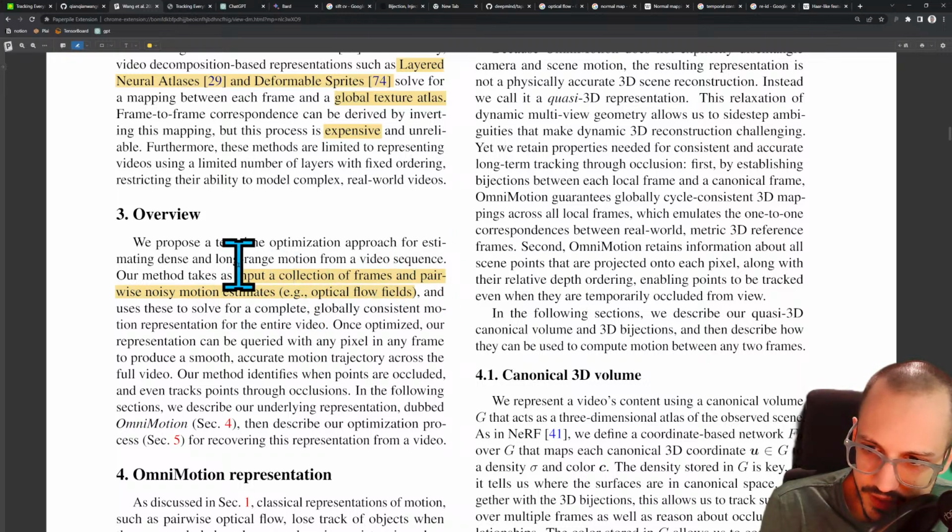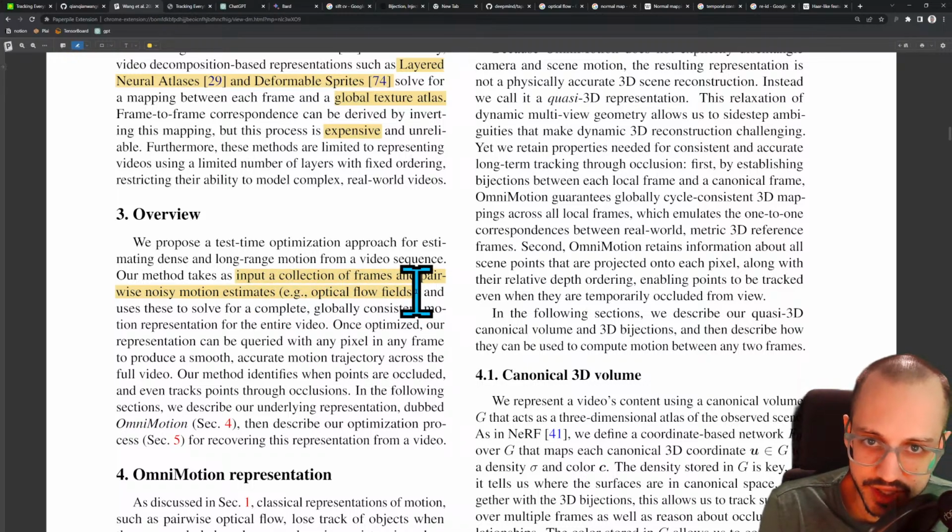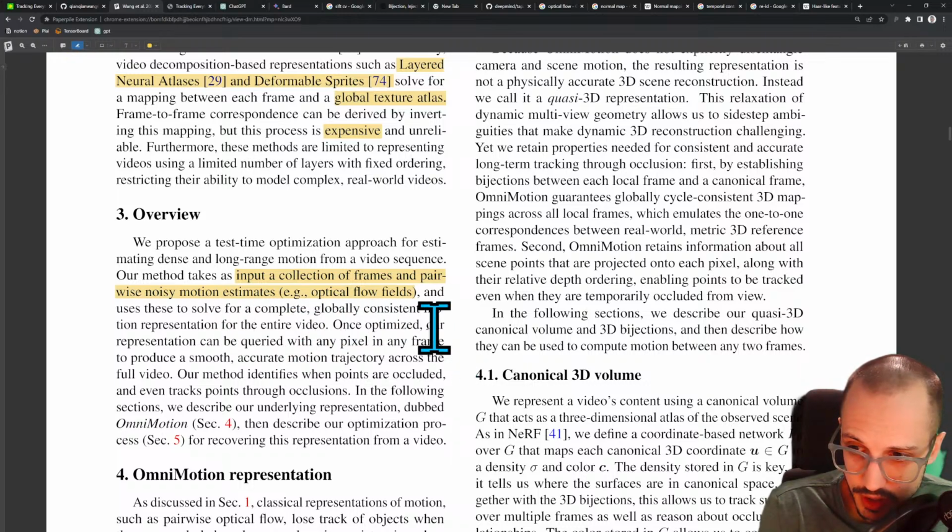Okay, I would have liked it if it just took a collection of frames and that was it, but they also require pairwise noisy motion estimates. So they require kind of an initial starting point, a guess. Complete globally consistent motion representation for the entire video. Once optimized, a representation can be queried with any pixel in any frame.